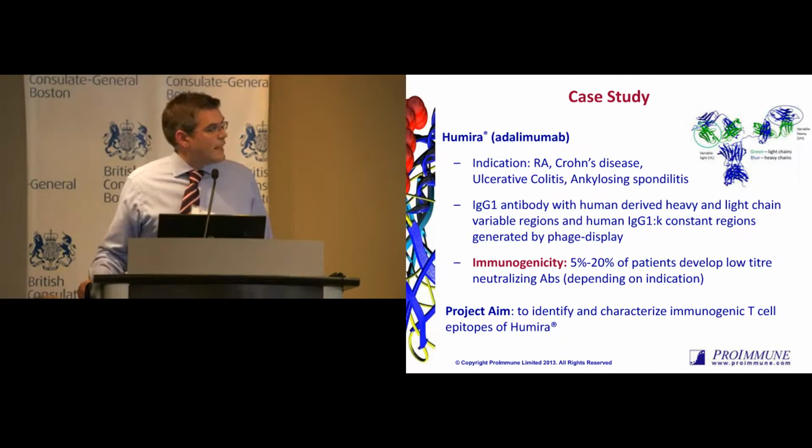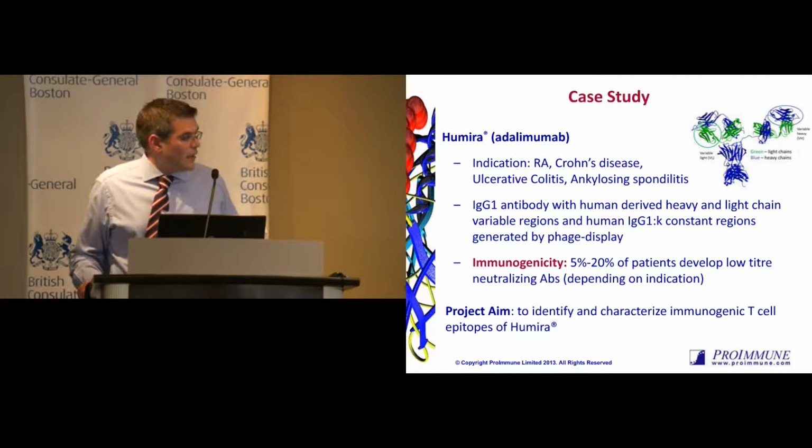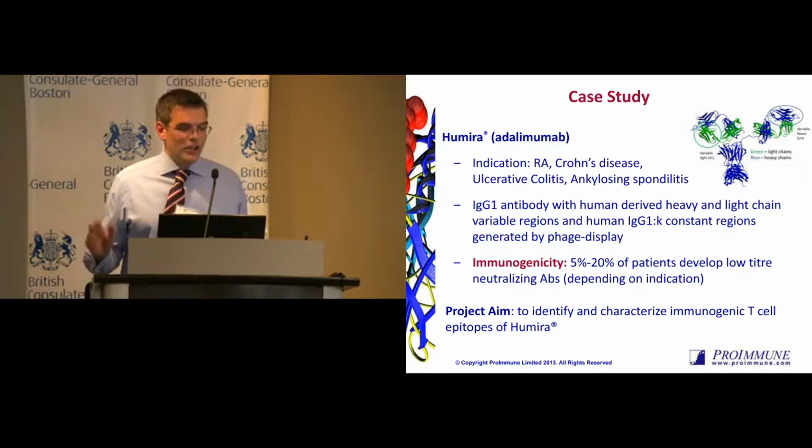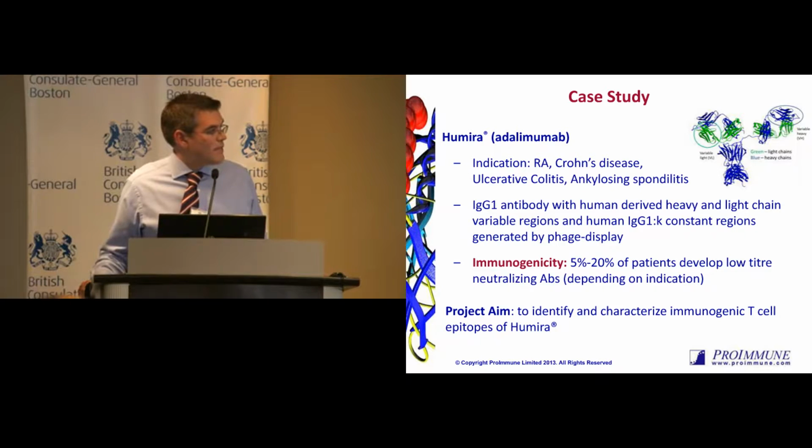So just to explain this in a bit more detail, it will be useful to give a case study. This case study relates to adalimumab, or Humira, which is an anti-TNF-alpha antibody, typically used in several autoimmune indications. It's an IgG1 antibody which has human-derived heavy and light chain variable regions with a human IgG1 kappa constant region, which is generated by phage display. Now, I think these figures change depending on the publications you read, but although this is a fully human technology, the immunogenicity of Humira is far in excess of what was originally anticipated because of its fully human nature. And so now we see that at least 20% of patients develop low-titer neutralizing antibodies against Humira.